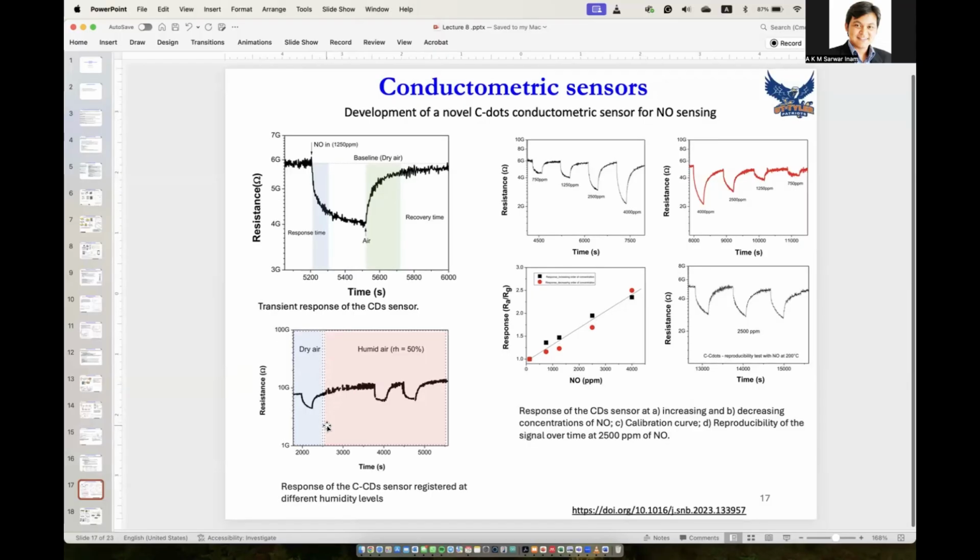And this one shows whether humidity is affecting this sensor, because mostly the gas sensor is affected by humidity when you measure the resistance. So they are saying that 1% of humidity has the same effect as less than 25 ppm of nitric oxide. That means this preliminary result inferred that humidity does not remarkably influence the sensor performance. But I think further investigation is necessary, of course.